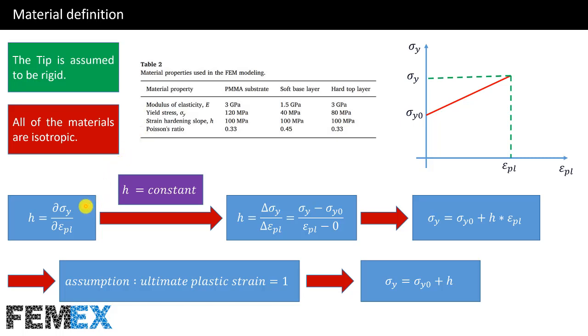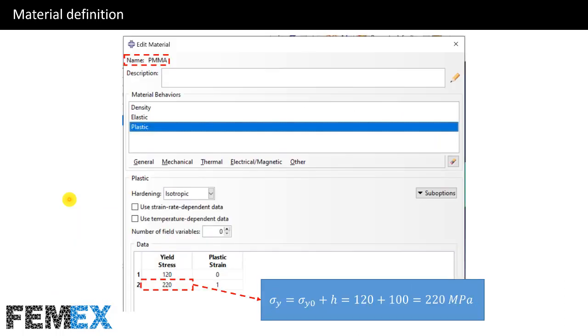This is the mathematical definition of a strain hardening slope. In the paper, it is assumed that the strain hardening slope is constant. So the plastic behavior will be like this. So we can rewrite the first mathematical definition in this manner. And finally, we have this equation for yield stress. And if we assume that the ultimate plastic strain is equal to 1, so sigma y will be equal to sigma y0 plus h. Here we have the material definition for PMMA.